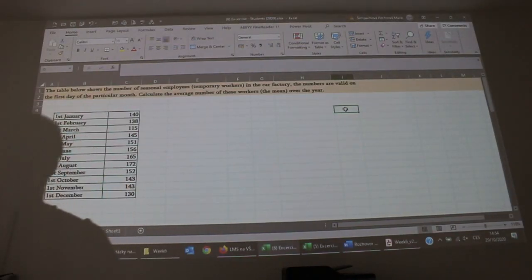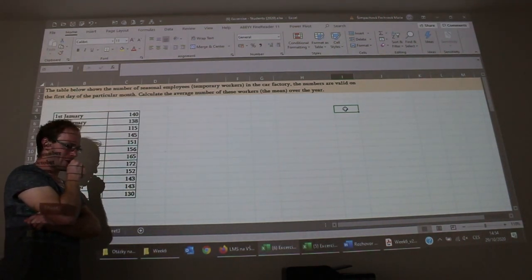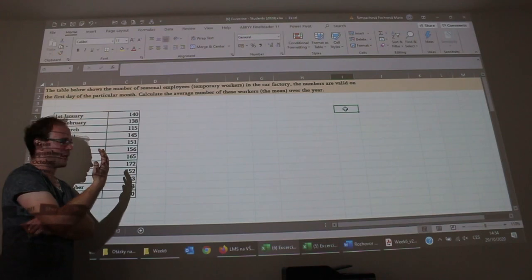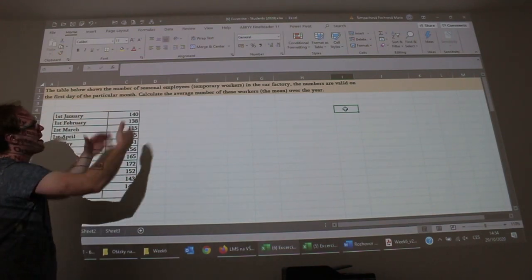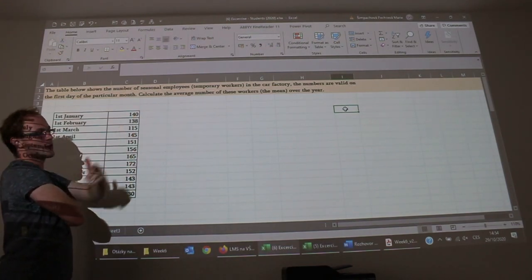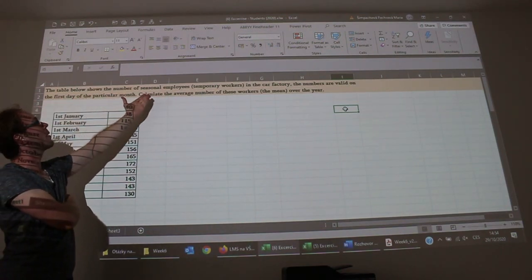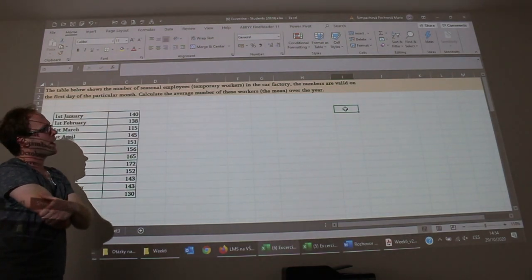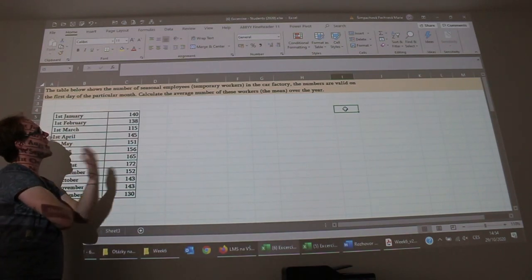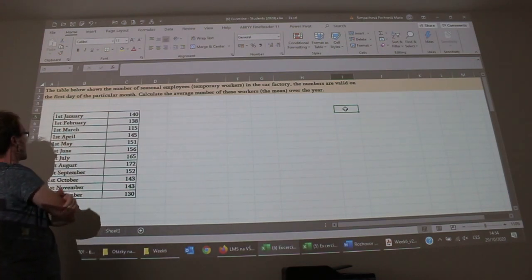Do you remember when I said that if you analyze monthly published time series, it's good to use the weighted mean for the calculation of the average? For example, here the average number of workers in this company. The table below shows the number of seasonal employees, temporary workers, in the car factory. The numbers are valid on the first day of the particular month, and you would like to calculate the average number of these workers.